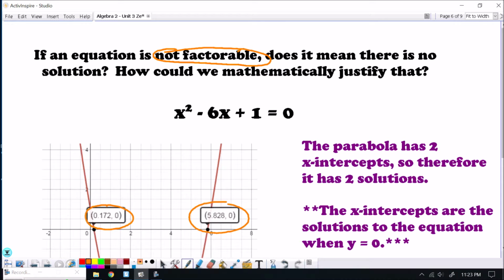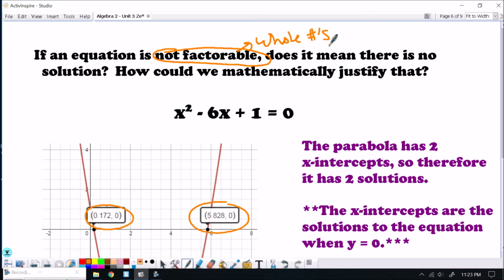But when you factor, you're factoring only with whole numbers. It is way too difficult, and we don't ever factor with decimal numbers. So if you cannot use whole numbers to factor, we consider it not factorable. So that does not mean that there's no x-intercepts or zeros. That just means that they may be decimals.